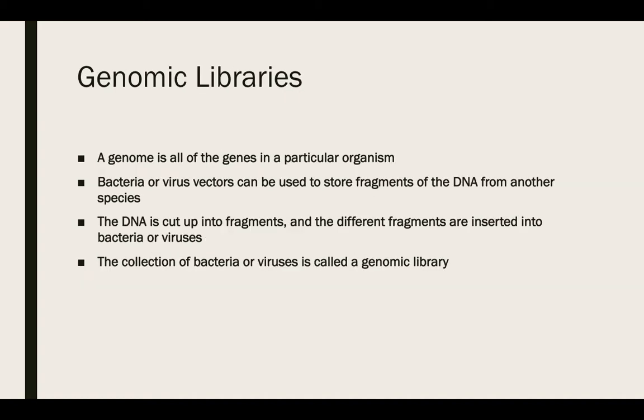We also have many different genomic libraries out there. This is all the genes of a particular organism. Bacteria or virus vectors can be used to store fragments of DNA from another species. The DNA is cut into fragments, and different fragments can be inserted into bacteria or viruses. Then they can be stored in a library, or they can be used in different organisms.